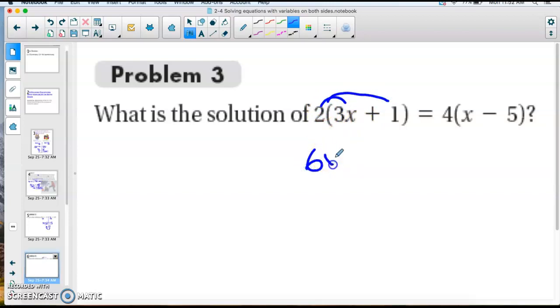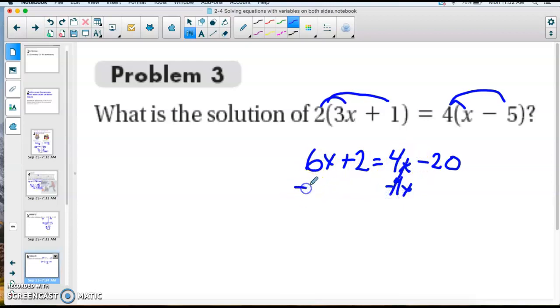We're going to get 6x, and then 2 times 1 is 2. Over here we do 4 times x, and that gets us 4x. And we also do 4 times negative 5, and that gets us negative 20. All right, and now we can bring our variables over. 4 is less than 6, so I'm going to bring that over. And so we're left with over here 6 minus 4 is 2x plus 2. And all we have left over here is negative 20.